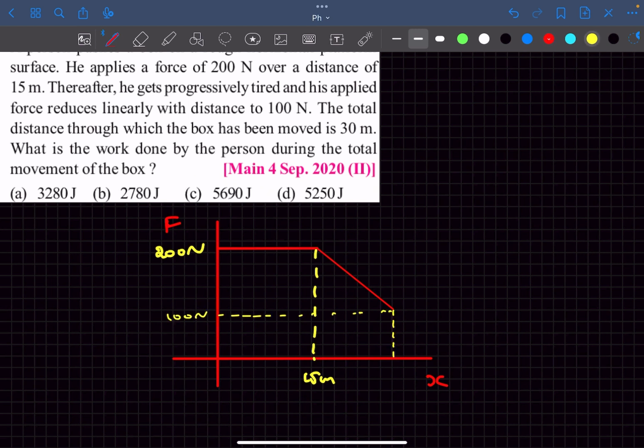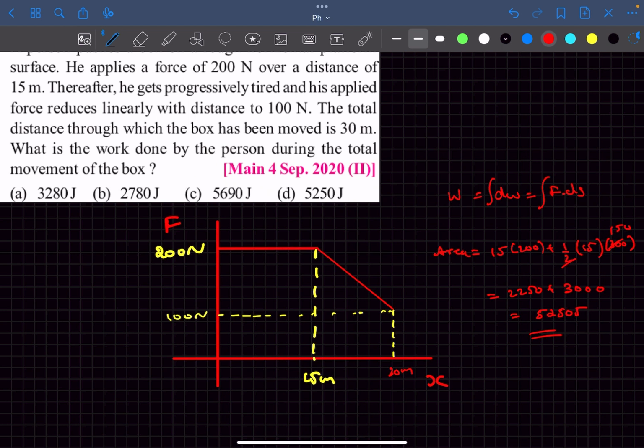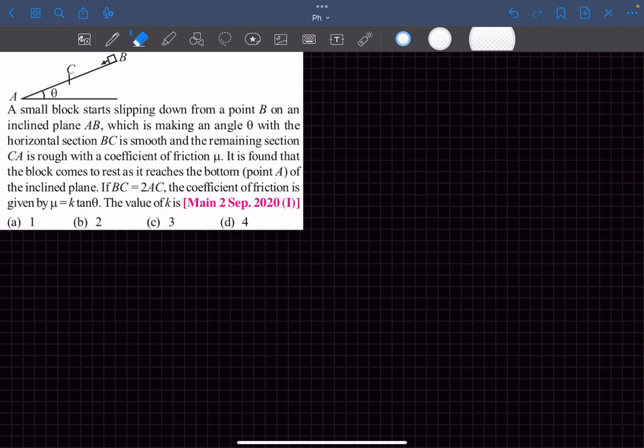So now all we have to do is find the area under this curve, because we can define dW as F dot ds, right? Integral F dot ds will give us the total work done by the force F, and integral F dot ds is nothing but the area under the force versus displacement curve. So the answer comes out to be 5250 joules, which would be option D. So moving on to problem number 2.